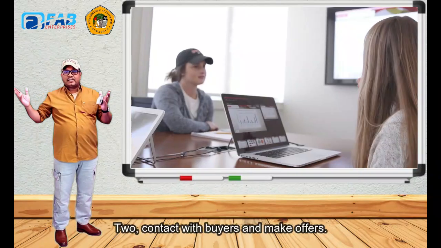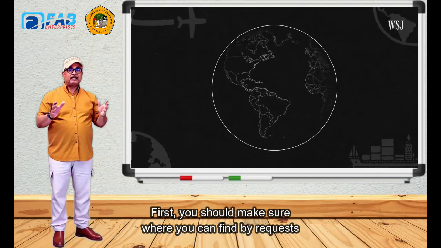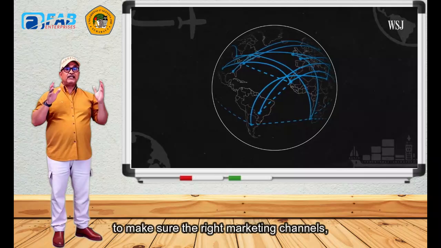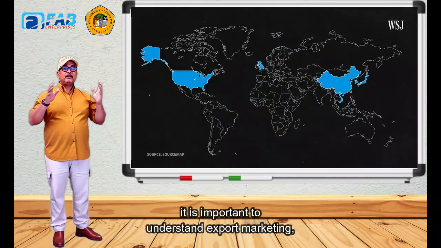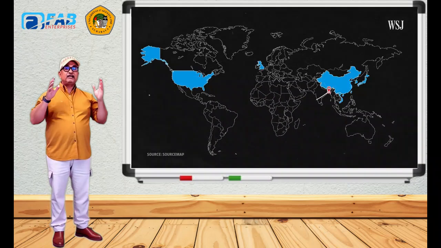2. Contact buyers and make offers. You start contacting potential buyers from overseas. First, you should make sure where you can find buy requests and choose the right marketing channels. It is important to understand export marketing. Then you start approaching potential buyers.